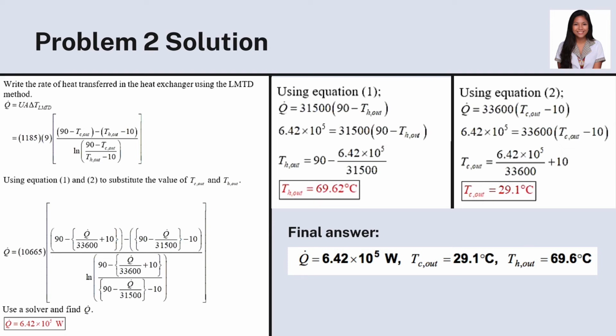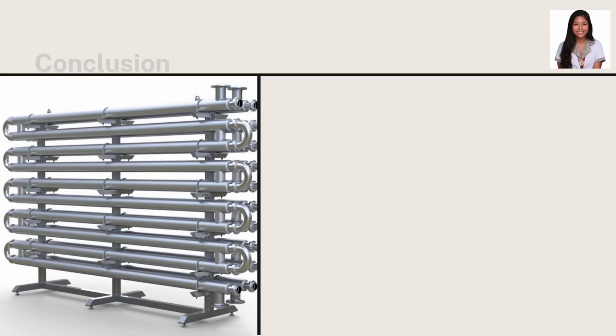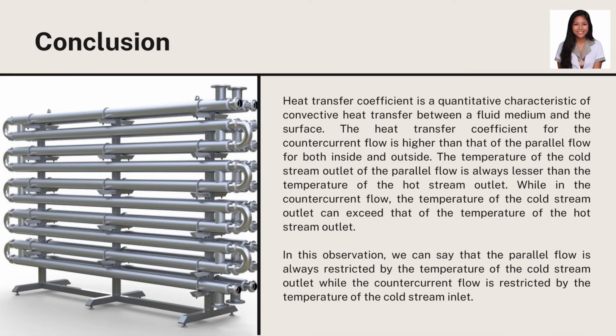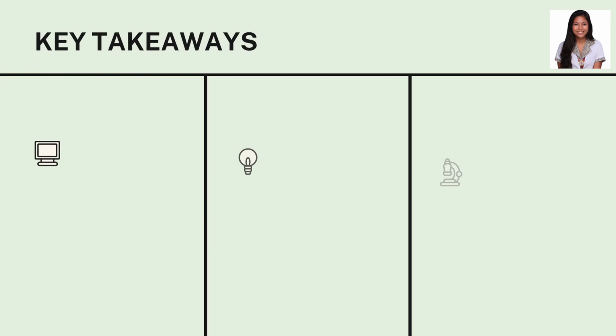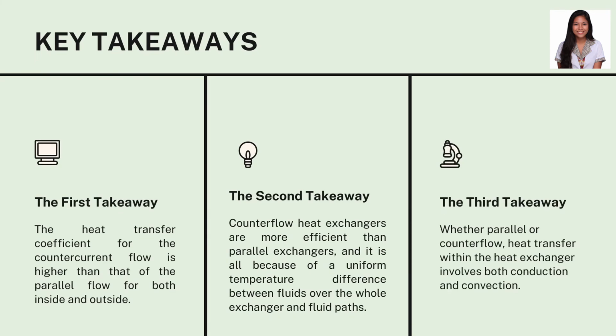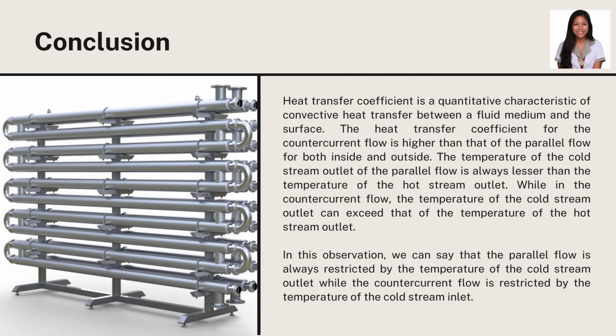Okay, now that sums up all the sample problems, the experimental data, and the calculations regarding the parallel flow and the counterflow double pipe heat exchanger. Now is the time for the conclusion. Now again, the heat transfer coefficient is a quantitative measure of the convective heat transfer between a fluid medium and a surface. The heat transfer coefficient of a countercurrent flow is greater than that of the parallel flow for both the inner and the outer tube.